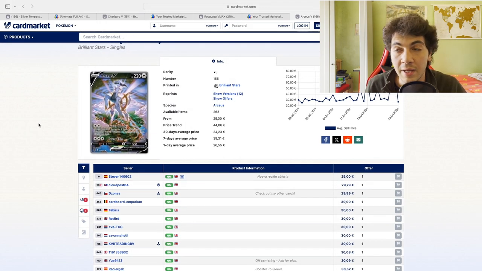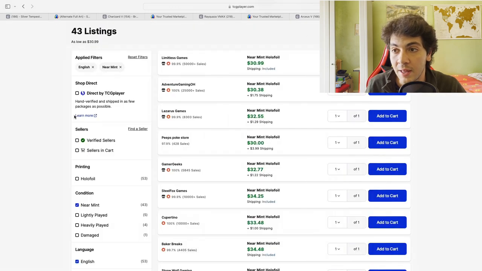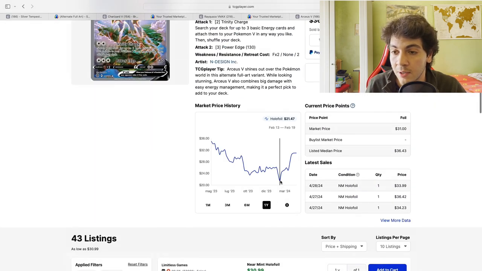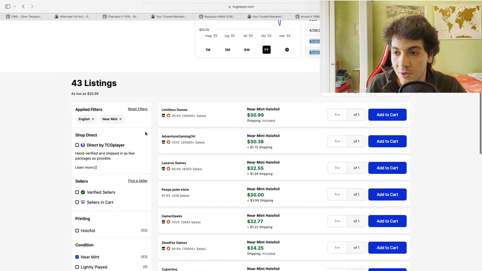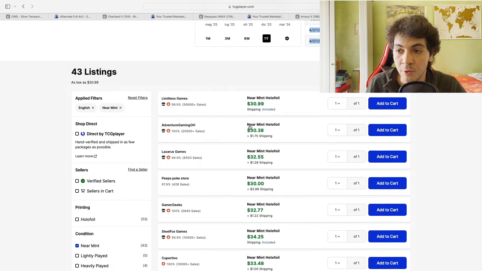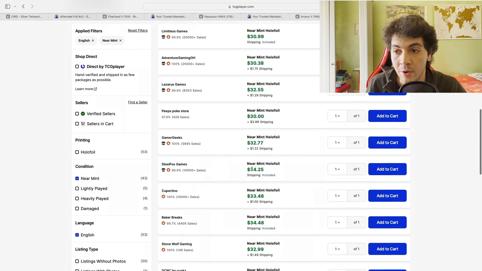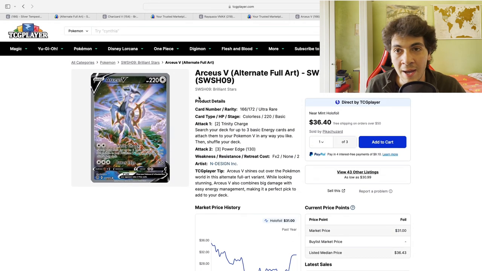If we take a look at the American market here, we can see how it bottomed at around $20 back in February. And now it is selling for in the mid 30s. And you can find it for as low as, again, $30, $31, $32, and then quickly going up to the mid 30s. Now, as I said for Charizard, I do expect Brilliant Stars singles to start to move higher in prices, as I do expect boxes to run out of the Pokemon Center soon.